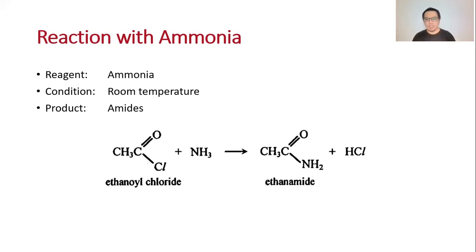The reagent here is none other than ammonia. The reaction can be carried out at room temperature. This is excellent for producing amides. An amide is this molecule you see on the right-hand side, whereby the NH2 group is bonded to the C double bond O. As usual, the hydrogen chloride will be released as the hydrogen chloride molecule on the right-hand side.